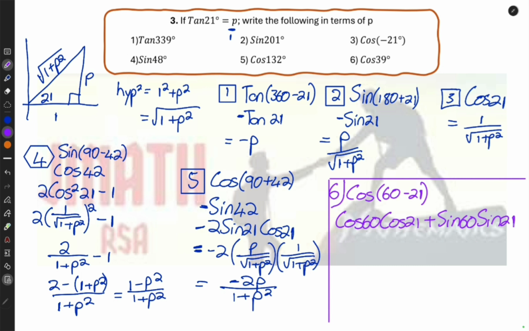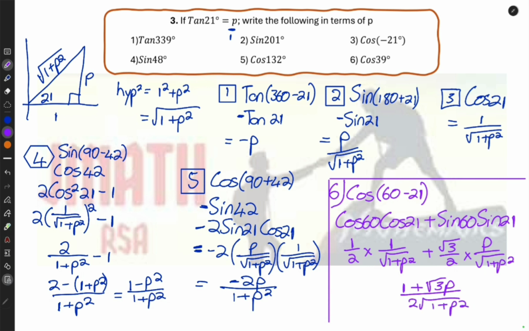I can then just use my special angles and the triangle to say this is going to be a half times adjacent over hypotenuse, and then this would be root 3 over 2 times opposite over hypotenuse. So 1 plus p squared. Final answer to this question would then be 1 plus root 3p over 2 root 1 plus p squared. Not a nice answer, but that is what they want.